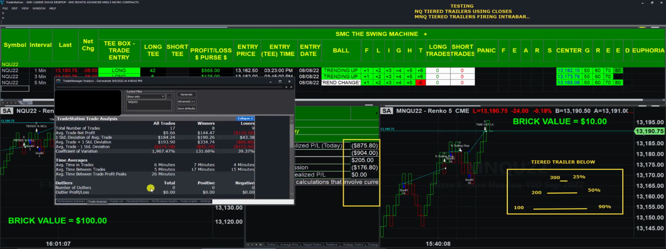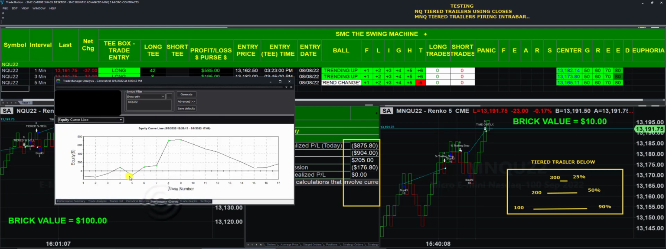But there you have it. And now we want to look at the performance report. And you can see we weren't underwater by much. We were considerably higher, and then we finished right in here. But we spent the bulk of the day on this side, on this control group, using the tiered trailer with what we're calling the smart exit above water.